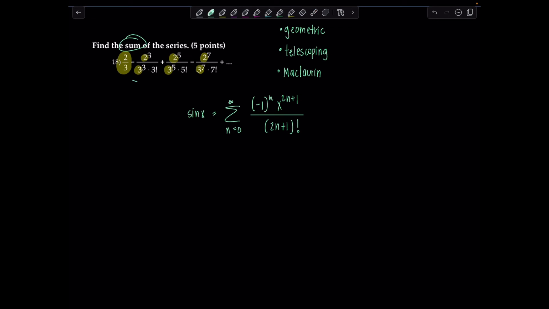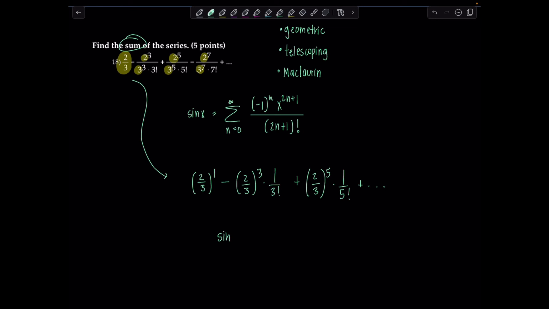So if you want to rewrite this sum, you could write it as 2/3 to the first minus 2/3 cubed times 1 over 3 factorial plus 2/3 to the fifth times 1 over 5 factorial, etc. So once you recognize that pattern, there's pretty much no work. The sum of the series is just sine of x. x is 2/3. And that's it. You're done. I know. All right. Hopefully that was fun.